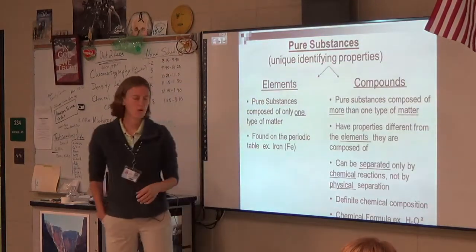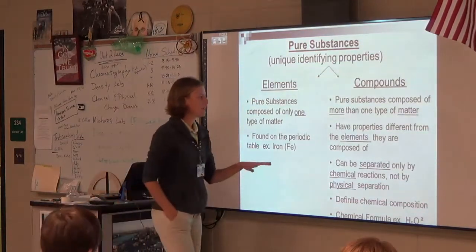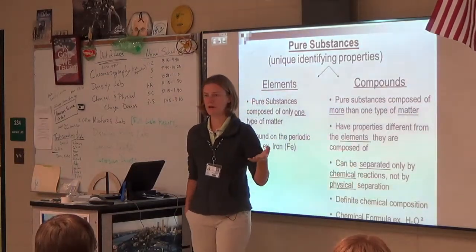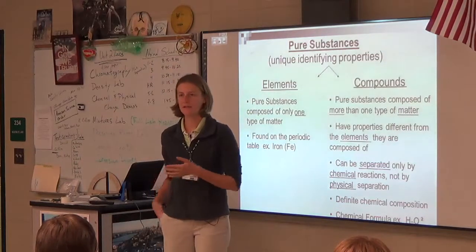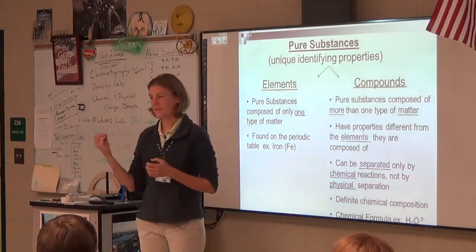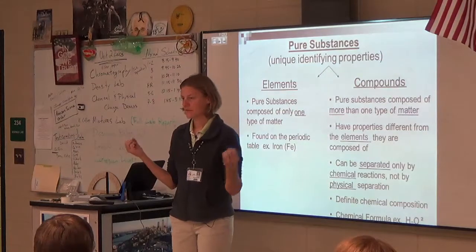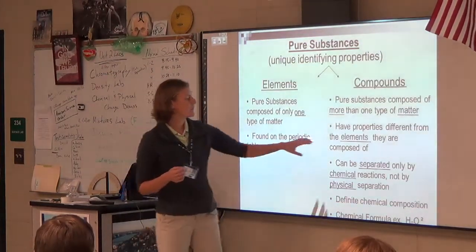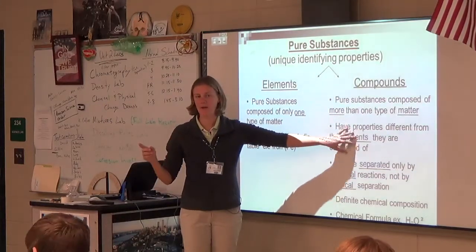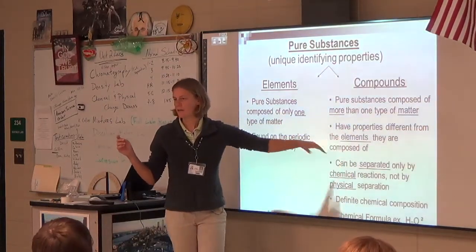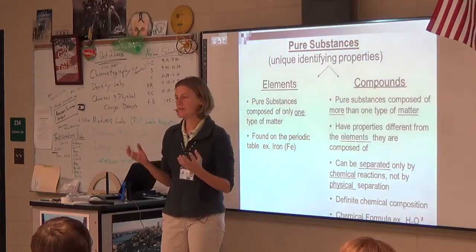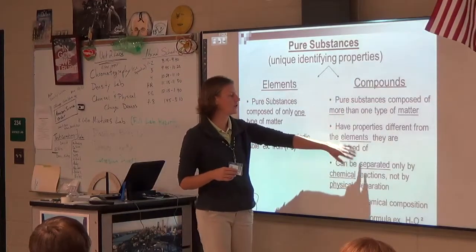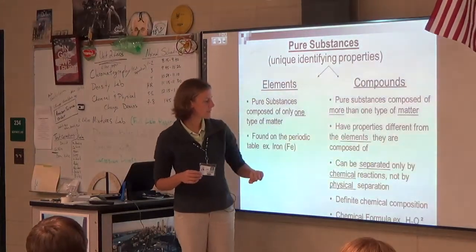Compounds, on the other hand, are composed of more than one type of matter. So we have more than one type of atom bonded together. But they can be very different than the elements that compose them. So we talked about salt, Na and Cl. Sodium is a metal, chlorine is a gas, but together NaCl is salt. And that's something I wanted you to think about when we're doing our metal sculptures. Things can have metal atoms in them that don't look like metal at all. All right, so sometimes compounds can look and have properties very different than the elements that make them up.